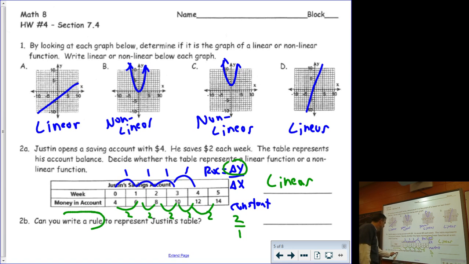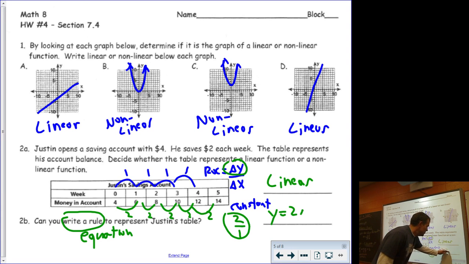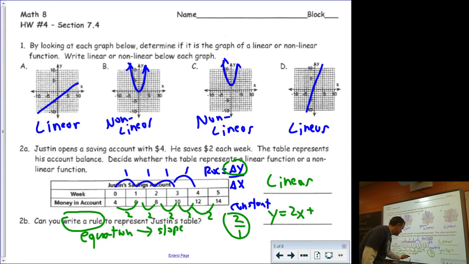Part B asks us to write a rule, right? A rule is an equation. And to write the equation, we have to figure out two things. We have to figure out first the slope or the rate of change. And we already figured that out, it's 2. So already I know my equation is y equals 2x plus something. The other thing I need to figure out is the y-intercept. And remember, the y-intercept is the y value when x is 0. So I have that point right here. 4 is the y value when x is 0. That makes 4 the y-intercept, and my equation would be y equals 2x plus 4.